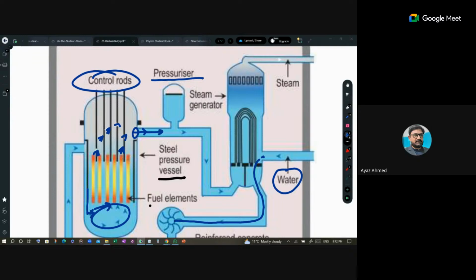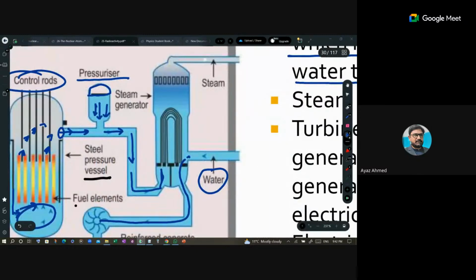So it may condense that steam somehow. I'm not quite sure about the function of the pressurizer, but usually it seems that it would condense that, and then that water is again sent to the boiler, and these boilers maybe would produce low pressure, or it would control the pressure of the steam.